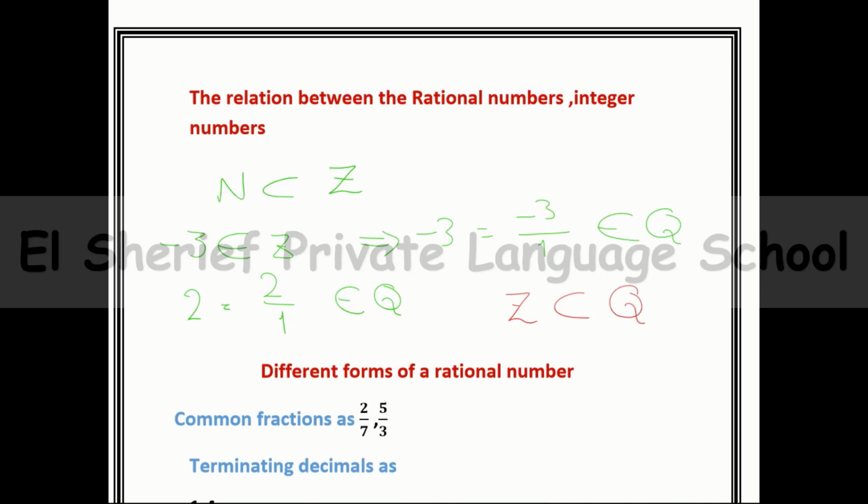And we said before that the natural numbers are a subset of the integer numbers, so I can say the natural numbers are a subset of the integer numbers and the integer numbers are a subset of the rational numbers. So the natural numbers are a subset of the rational numbers.